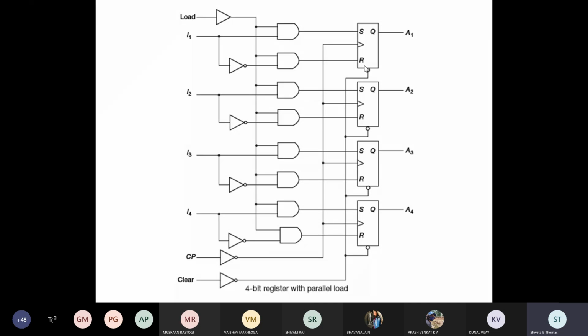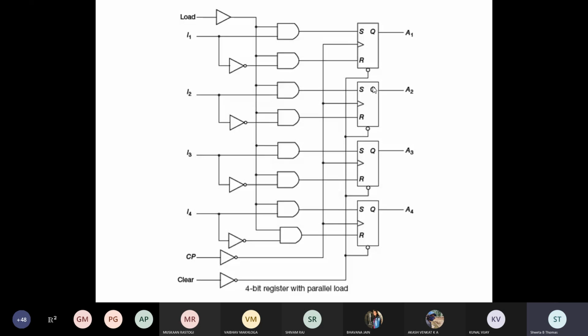Ma'am, can you repeat once again? I'm asking, when S is equal to 0 and R is equal to 0, what condition does it imply? If both are 0, then there is no change, you can say. Same state, the previous state, ma'am. Yes. Whatever was there earlier, it will be as it is. There will be no change with the occurrence of the clock pulse when both are 0, 0.